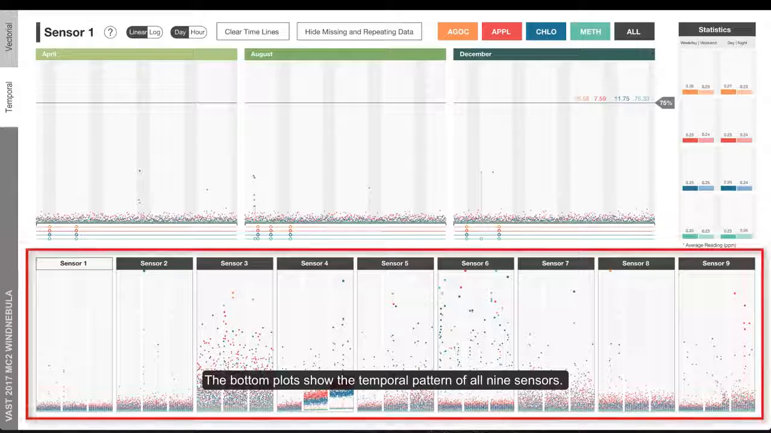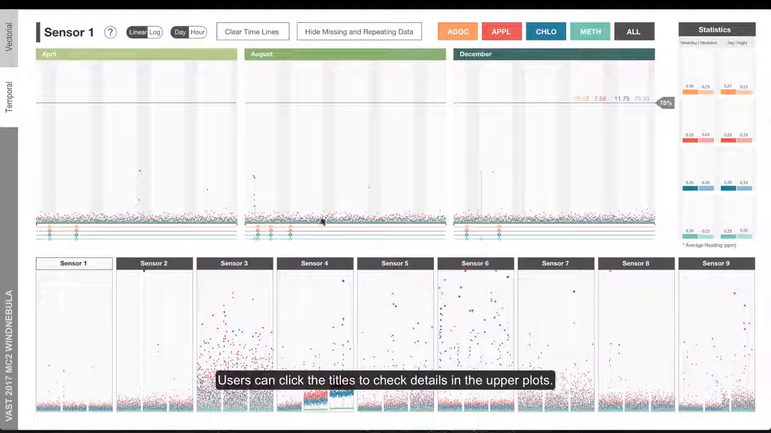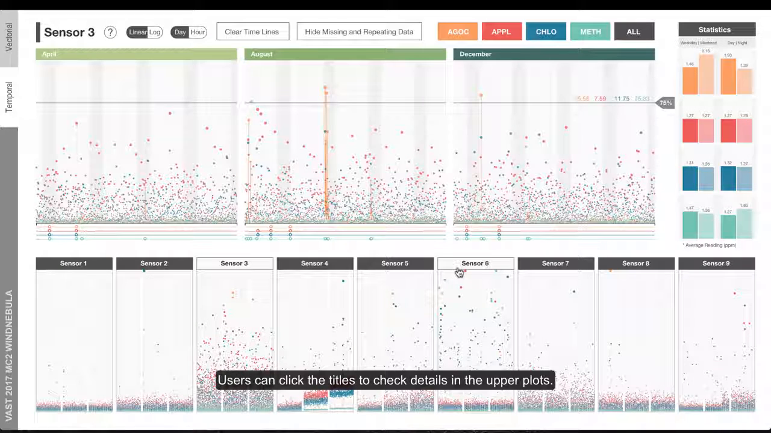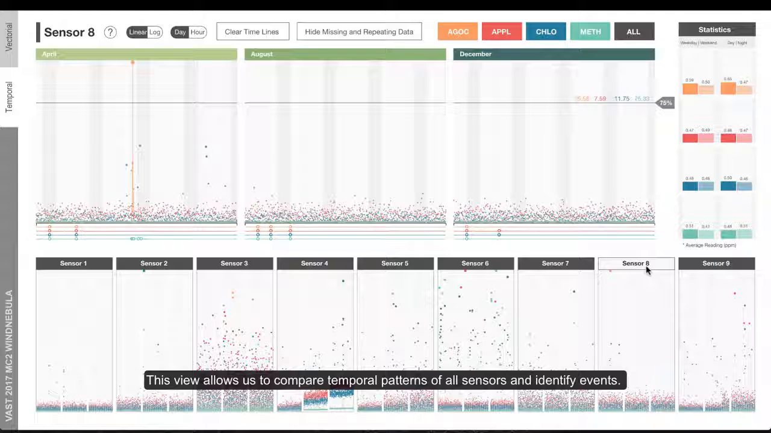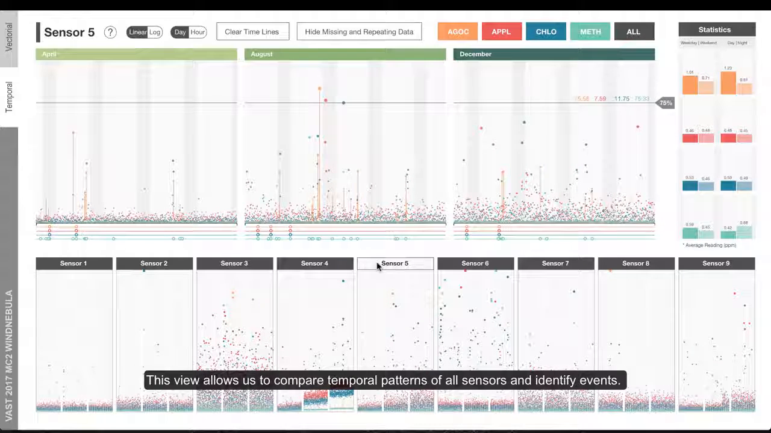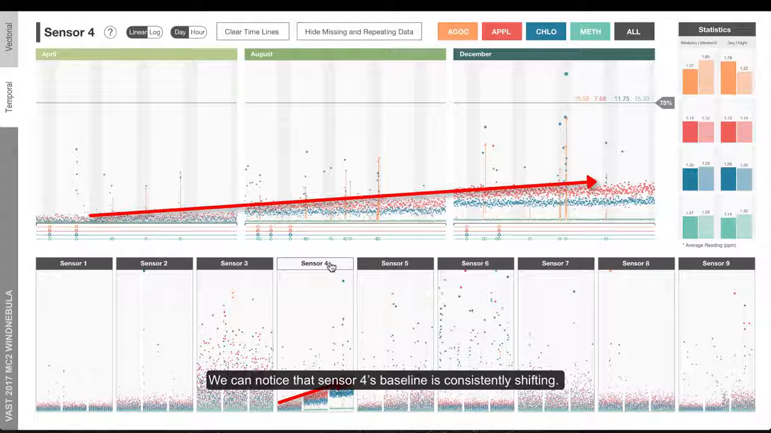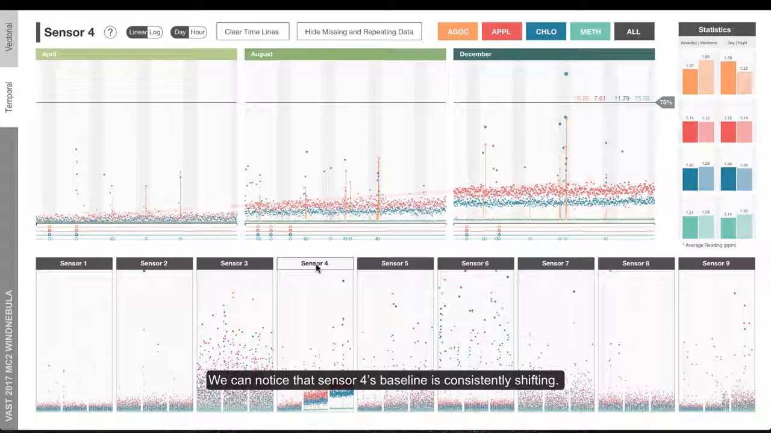The bottom plot shows the temporal patterns of all 9 sensors. Users can click the titles to check details in the upper plots. This view allows us to compare temporal patterns of sensors and identify events. We can notice that sensor 4's baseline is consistently shifting.